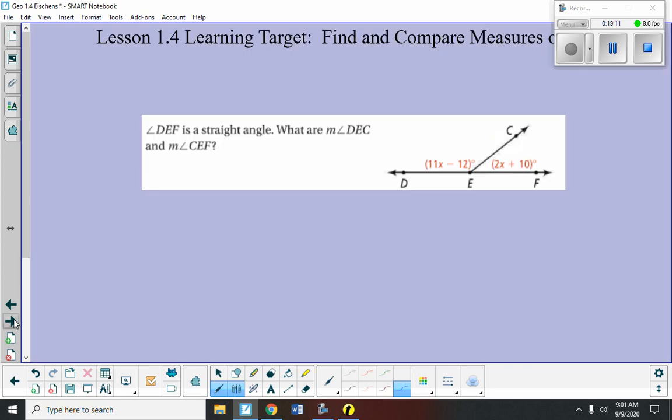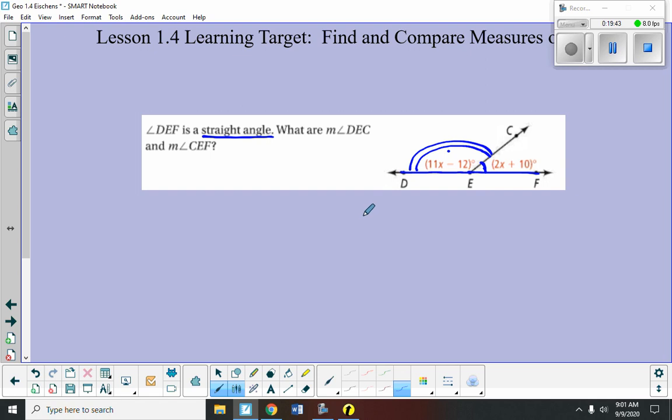The next problem says angle DEF is a straight angle. What are the measures of angle DEC and the measure of angle CEF? Now here's the deal. In geometry, remember I said we have to know vocabulary. So in order to do this problem, you would have to know the definition of a straight angle. Remember, it means it's 180 degrees. So this angle plus this angle would equal 180 degrees.